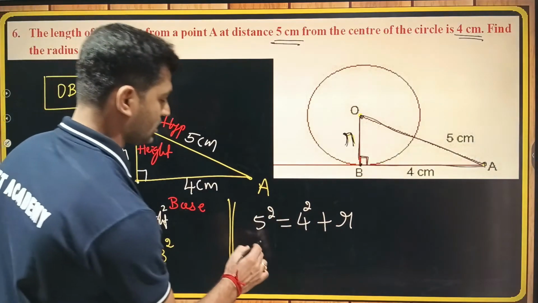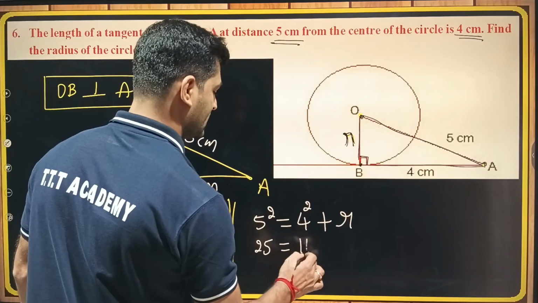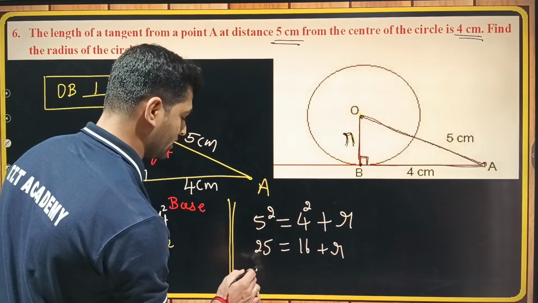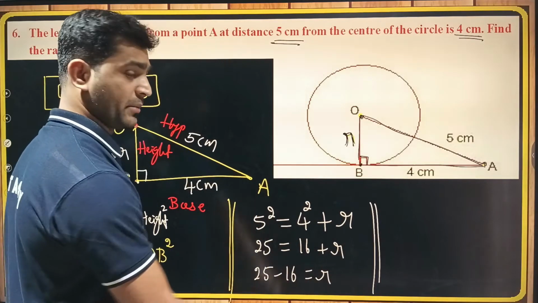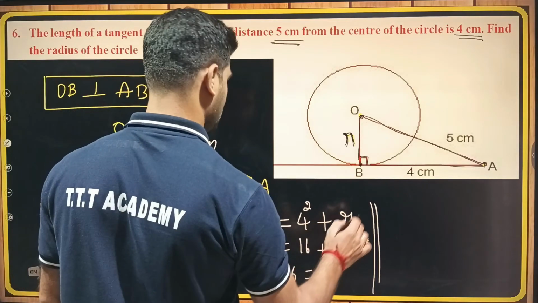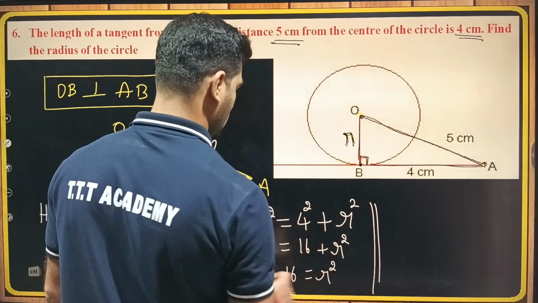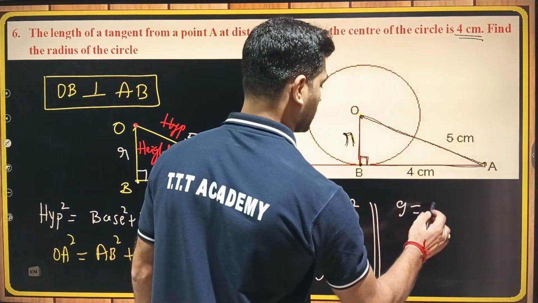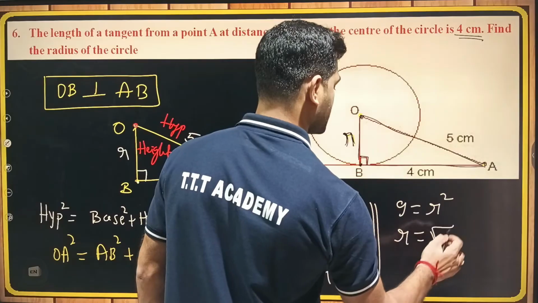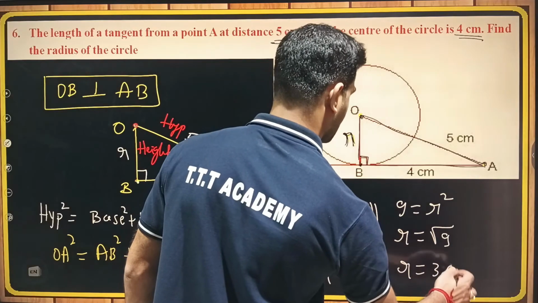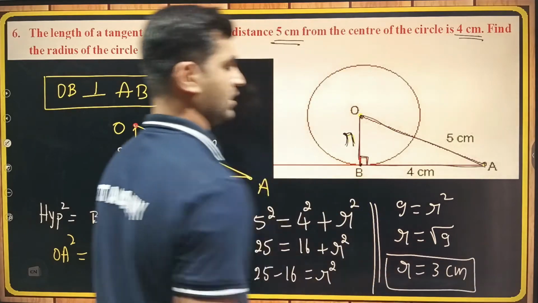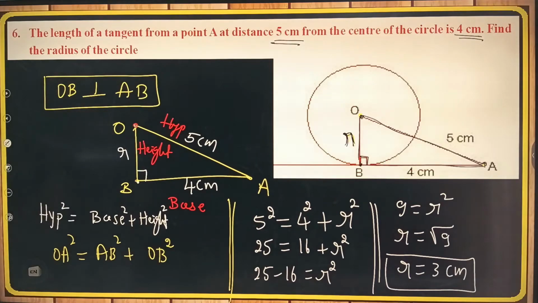Now what is 5 square? 5 square means 25, equal to 4 square means 16 plus R square. If you send 16 this side, 25 minus 16 equals R square. So 25 minus 16 is 9, equal to R square, or R equals square root of 9. The square root of 9 is 3, so 3 centimeter. So that is the radius of the circle, where the radius of the circle is 3 centimeter. Hope you got it. Clear? This is simple, dear students, but you need to think a little here.